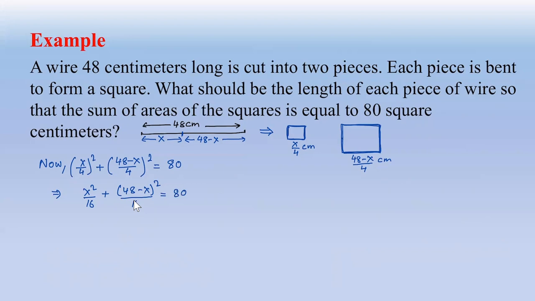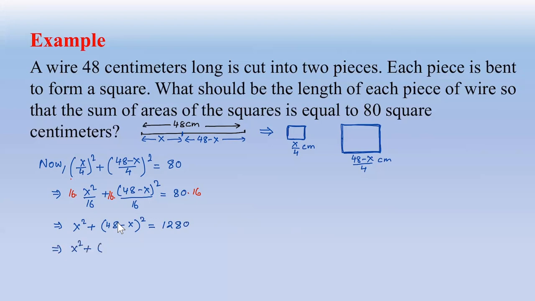equal to 80. So first we're going to remove this denominator by multiplying throughout by the LCD. Here we just have a 16, so multiply throughout by 16. Multiply the first one by 16, the second by 16, and also the right-hand side by 16. In the first, 16 and 16 cancel, we get X squared. In the second, 16 and 16 cancel, we get (48 minus X) quantity squared, equal to 80 times 16, which is 1280.